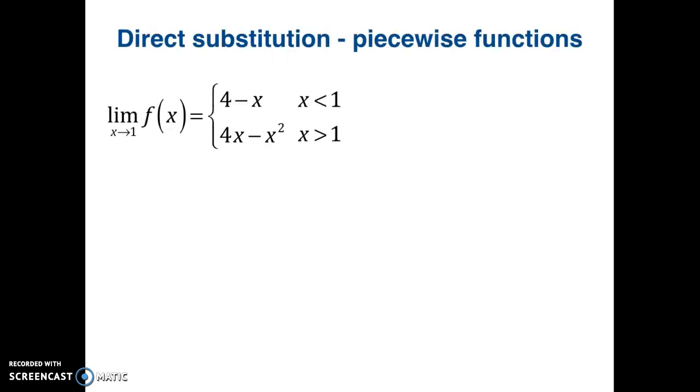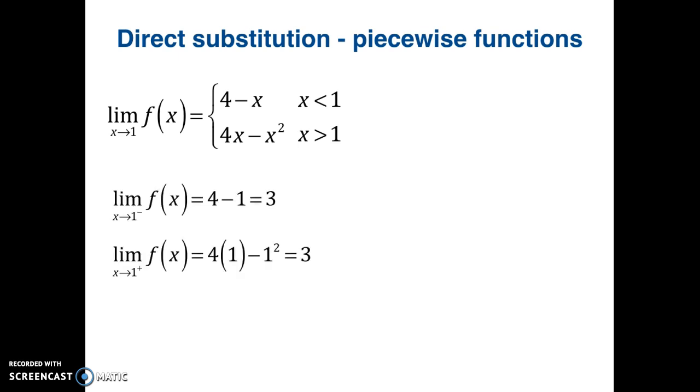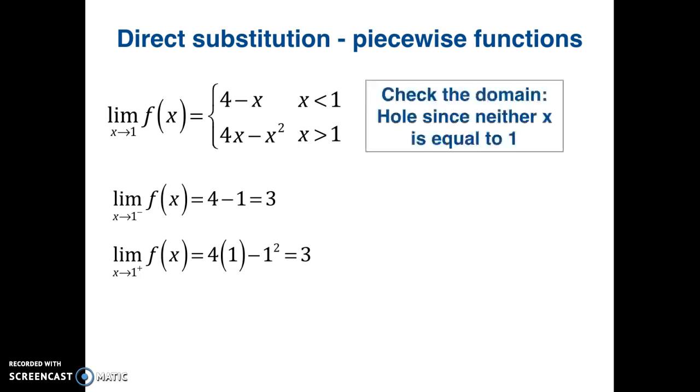Direct substitution with a piecewise function. So since we care about the limit as x approaches 1 of our piecewise function, 4 minus x when x is less than 1 and 4x minus x squared when x is greater than 1, we're going to use direct substitution. We're going to plug in 1 to the left side. We're going to plug in 1 to the right side. But we need to always check our domains.